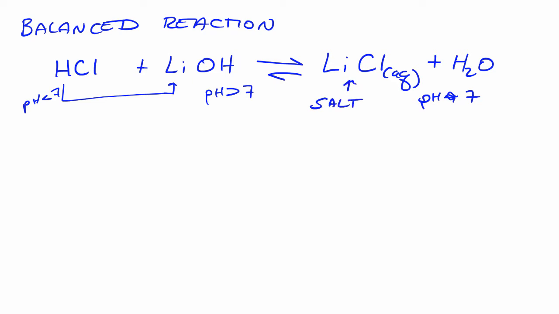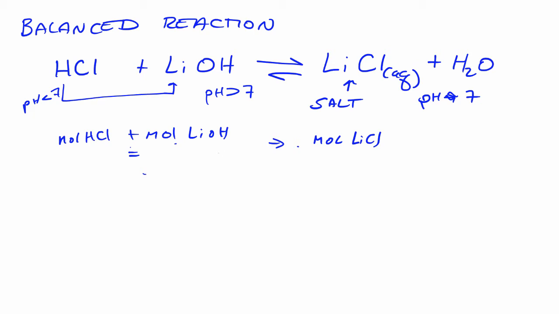So if everything was the same, if we had the same number of moles of HCl and the same number of moles of lithium hydroxide, then our product will be that same number of moles of lithium chloride. So these numbers should all be equal because they all should be balanced. And 1 mole of HCl plus 1 mole of lithium hydroxide will give me 1 mole of lithium chloride. That's how the reaction should work.